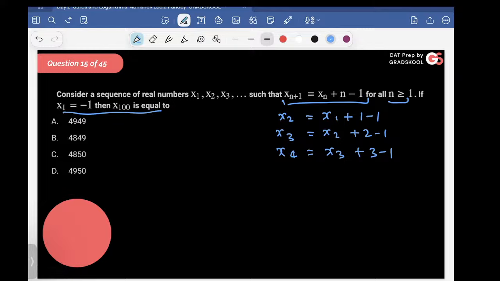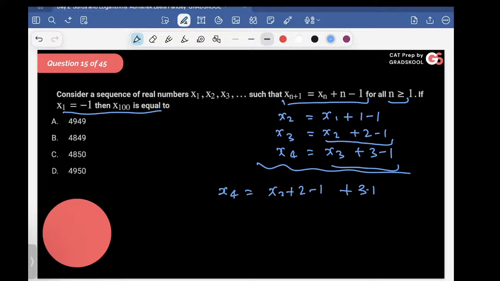तो मुझे एक बात बताओ, अगर मैं यहाँ पैटर्न देखना चाहूँ, so can I write x4? x4 is x3 plus 3 minus 1. What is x3? x3 is this guy. So I can write in place of x3, x2 plus 2 minus 1 plus 3 minus 1. Is the step clear, everyone? I have replaced this x3 by this value. Cool. And then I'll replace this x2 by this value. So I get x1 plus 1 minus 1 plus 2 minus 1 plus 3 minus 1.